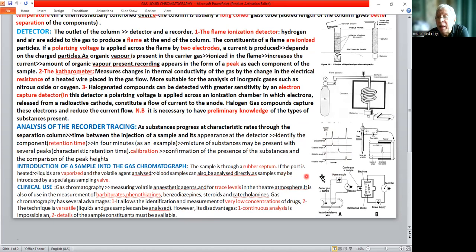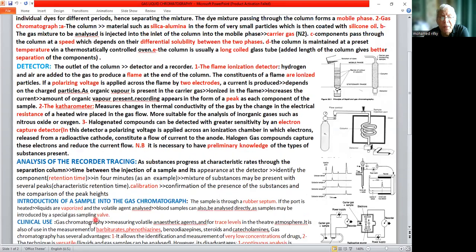Of course, the sample is introduced through a rubber septum, as you can see, or a special valve whenever we use a liquid directly. Whenever I have a liquid, the port is heated so that it is vaporized and shifted to a vapor so it can be detected.